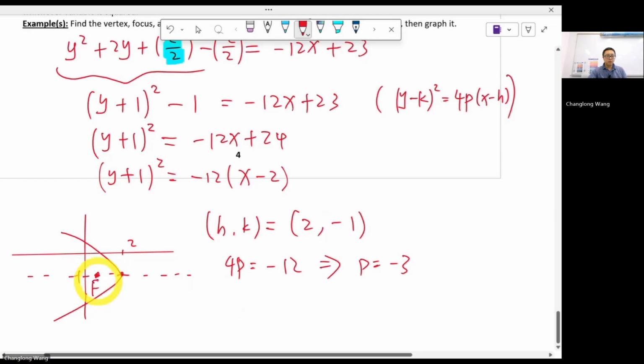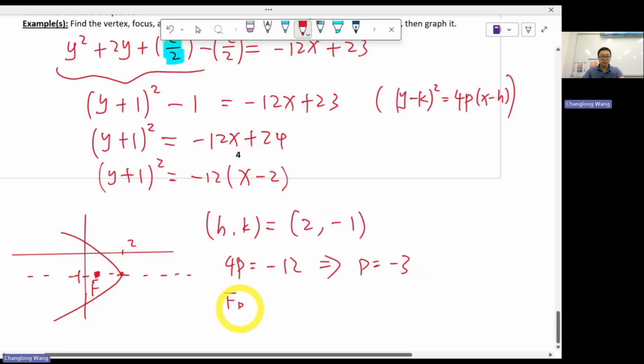As you probably recall, if you don't, please remember that the way to get the focus is to start from the vertex and go one way or the other, sometimes left or right, or up and down, depending on which way it opens. In this case, it's to the left by the exact number of units of the absolute value of P. Or you could think of P as -3. That means you are going to the left to find the focus.